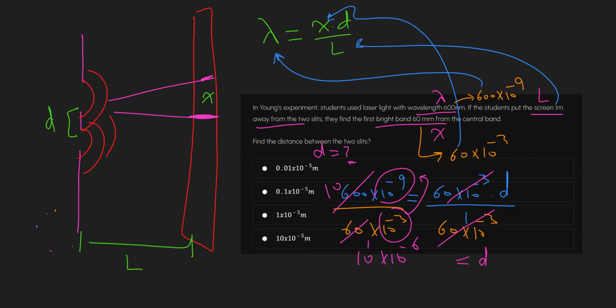10 means power 1. So when we multiply them, we add the powers. So it's going to be 10 to the power of what? -5. This is the distance, and the unit is in meter. So you choose 1 times 10 to the power of -5 meter as the answer.